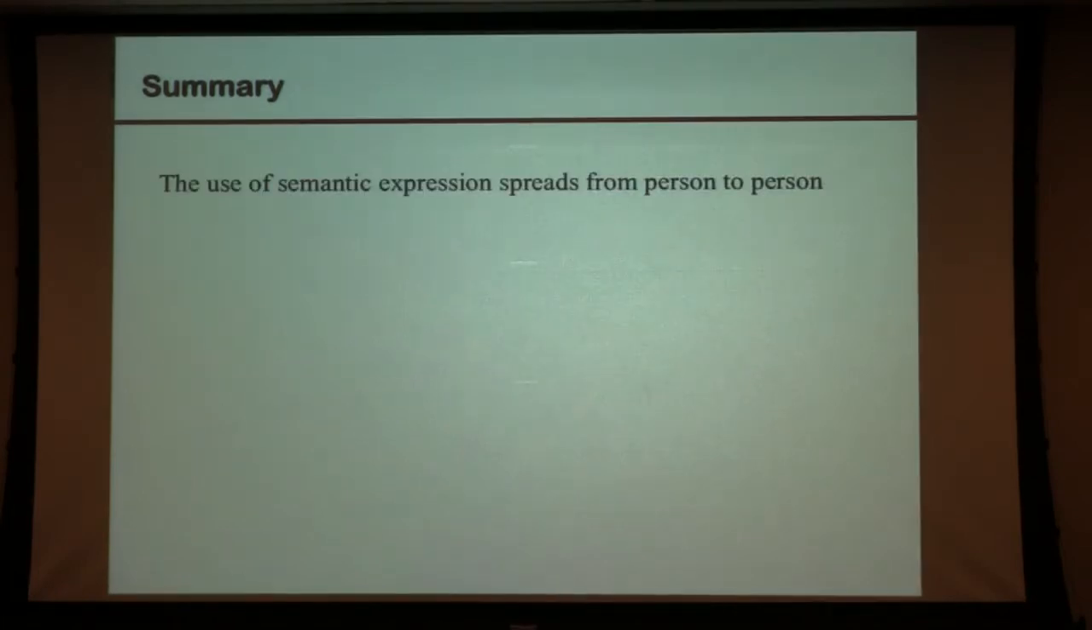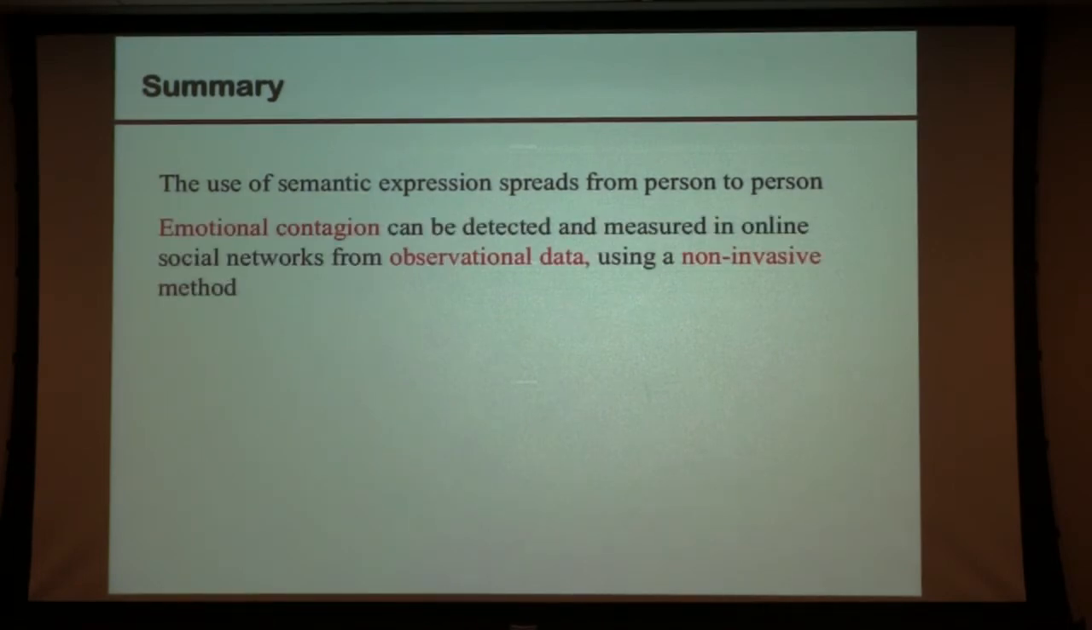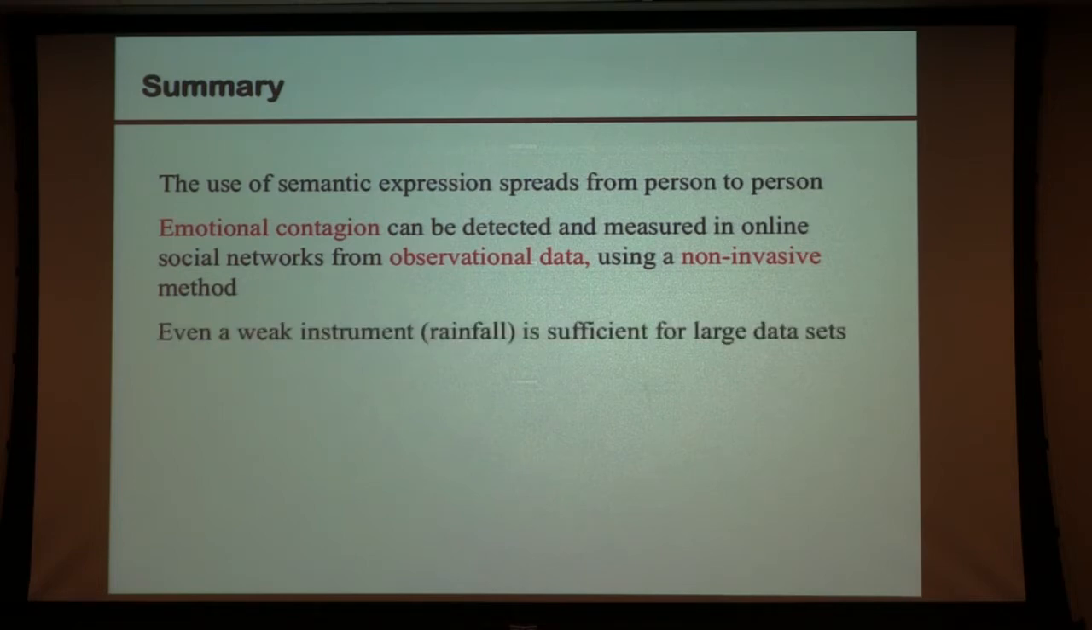Okay. So the summary is that the use of semantic expression spreads. Emotional contagion can be detected in online social networks using observational data. This method is non-invasive and is not non-experimental. So that's a good thing.